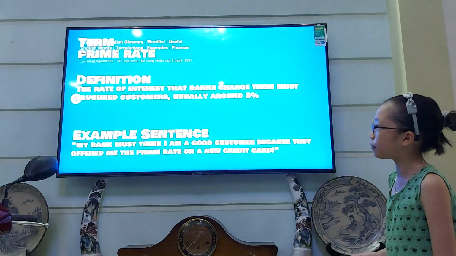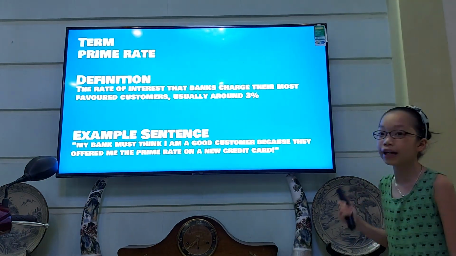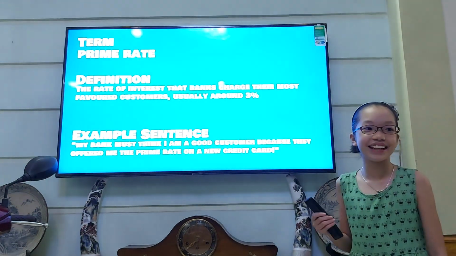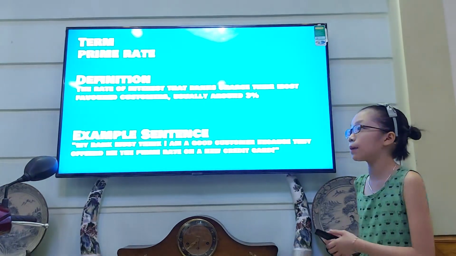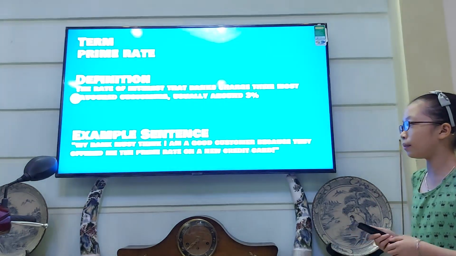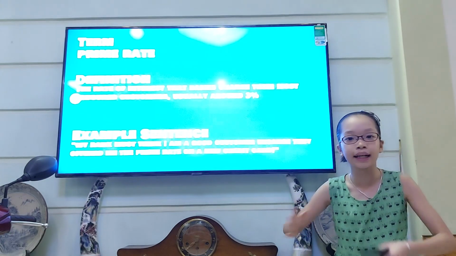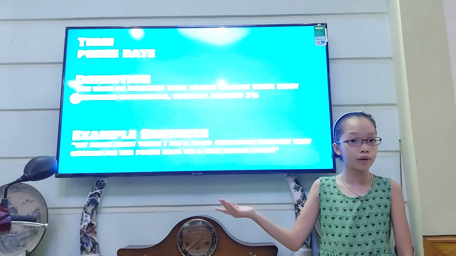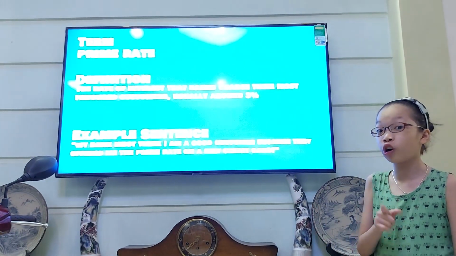We have prime rate, the rate of interest that banks charge their most favored customers. Usually around 3%. For example, my bank must think I'm a good customer, like a VIP customer, because they offer me the prime rate on a new credit card. So if you're a VIP customer that comes to a bank, they're definitely going to give you a prime rate on your credit card.